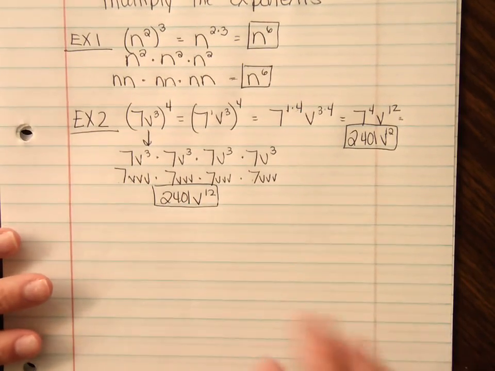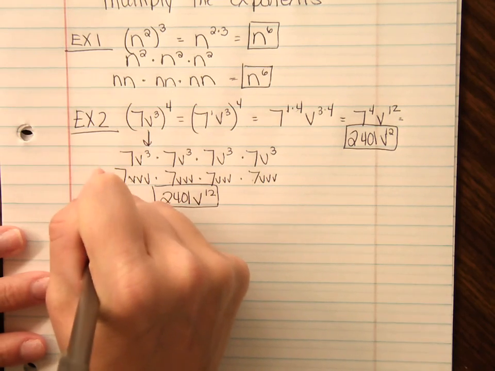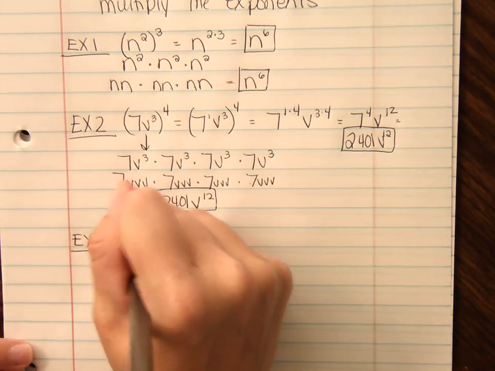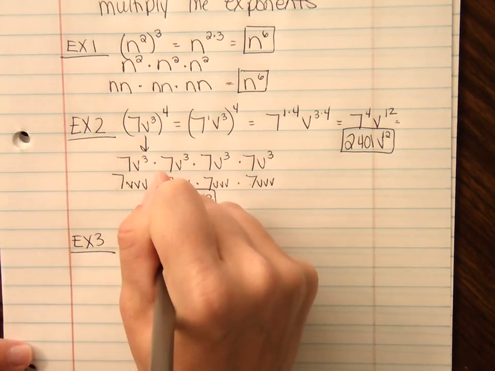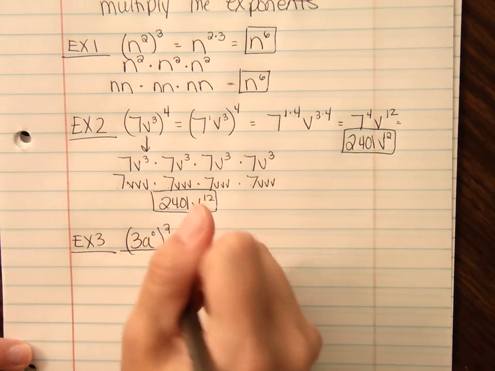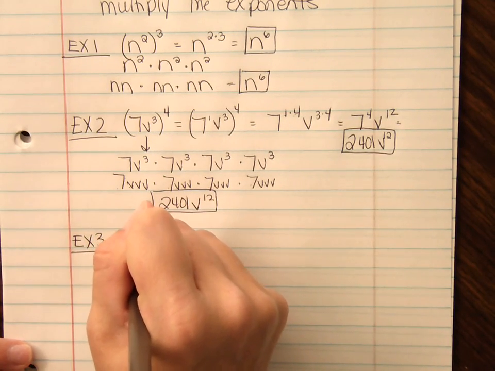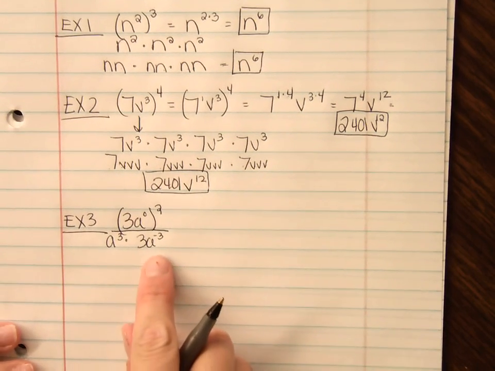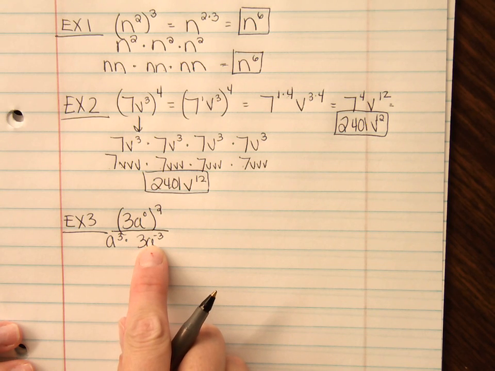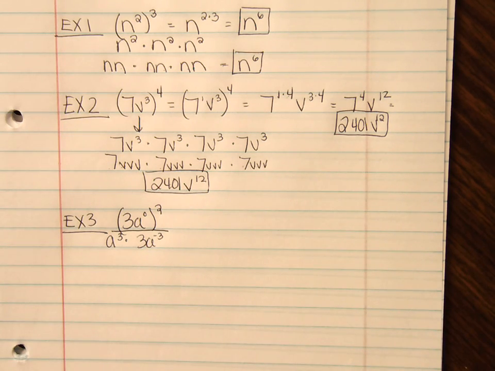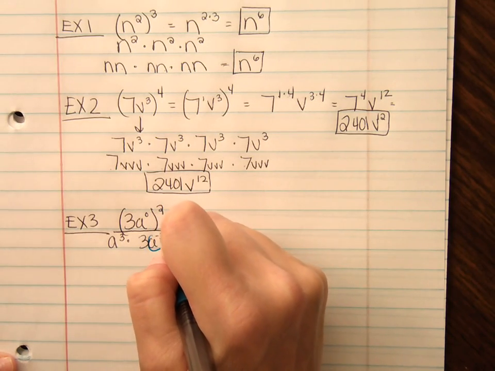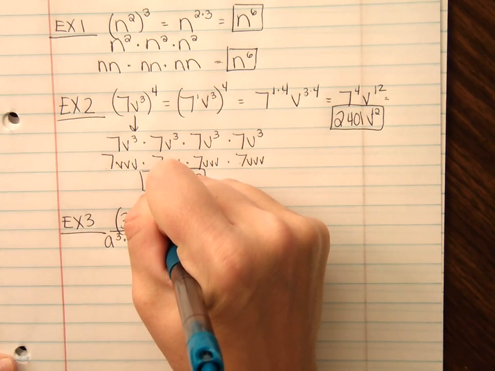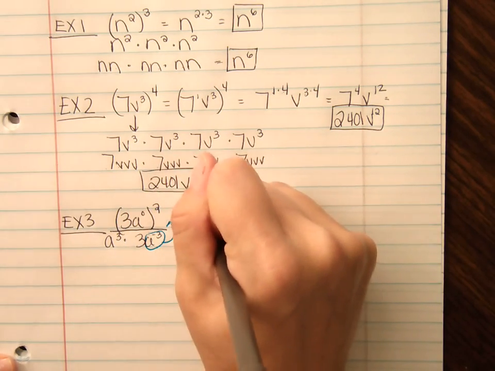Alright, now we're going to do an example where we're combining everything else we've done. Example 3. We'll do 2 examples like this. We have 3a to the 0 power, all squared, over a to the 3rd power times 3a to the negative 3rd power. So the first thing that you want to do is you always want to move your negative exponents. But remember, you only move a to the negative 3rd power. The 3 has to stay because that doesn't have a negative exponent. So we're going to move that to the top and then rewrite it.